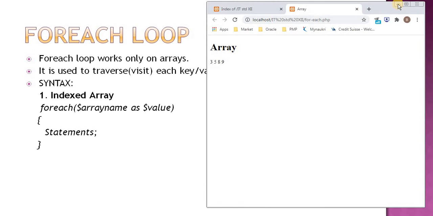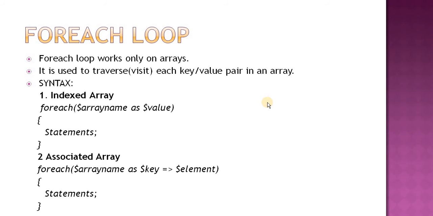Let us have a look at associative arrays. The syntax for associative: foreach, in round brackets, array name as $key => $element. So here the difference is that instead of value you are writing key and element. You have to write the complete thing. Then curly brackets, statement terminated by a semicolon, and closing curly brackets. Let us also see one example related to this.